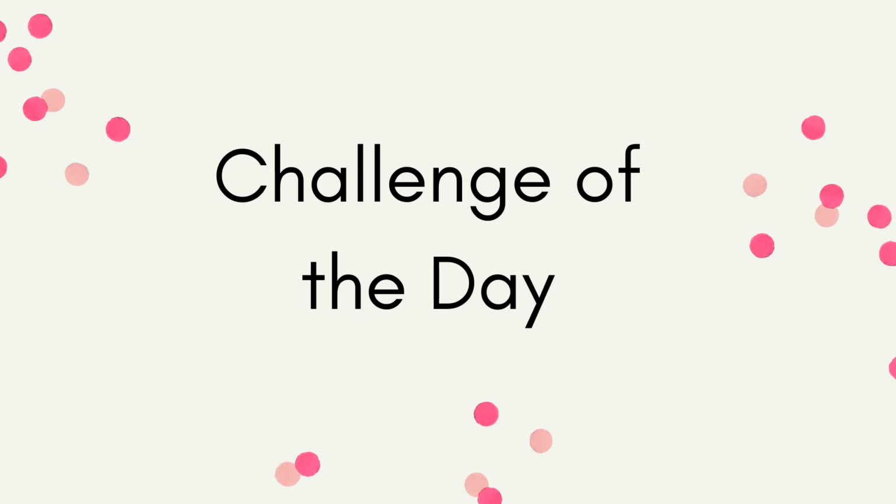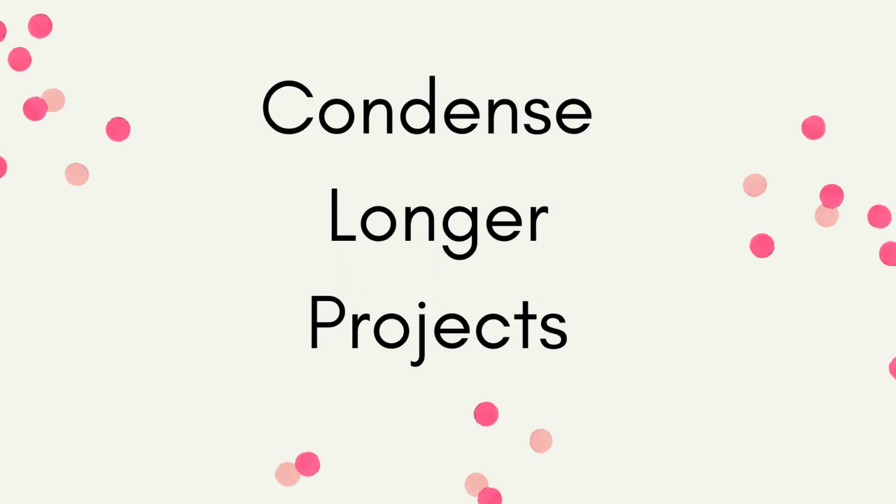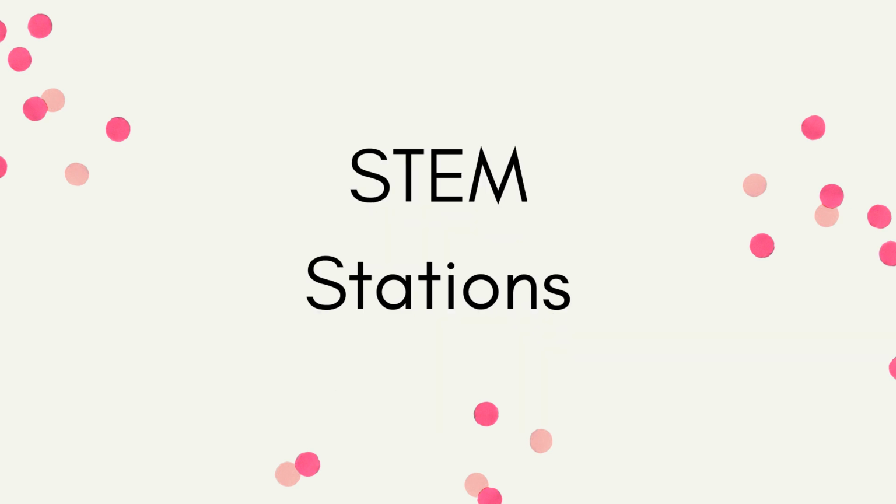As a recap, here are the 3 major ways that you can plan your STEM lessons when you see different classes every day. First way is the challenge of the day lessons. The second way is to condense longer projects into 1 to 3 day lessons. And the third way is creating STEM stations where students have 4 stations to rotate through, 2 stations a day.